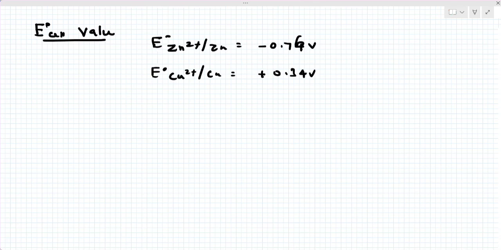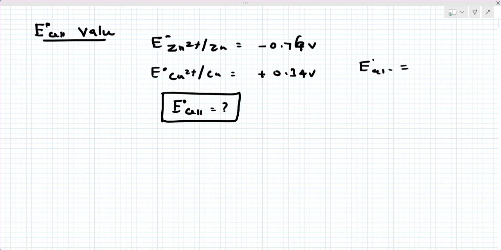Now they will ask for the E naught cell value. What is the formula? Please note: E naught cell is equal to ER minus EL. R means right, L means left.